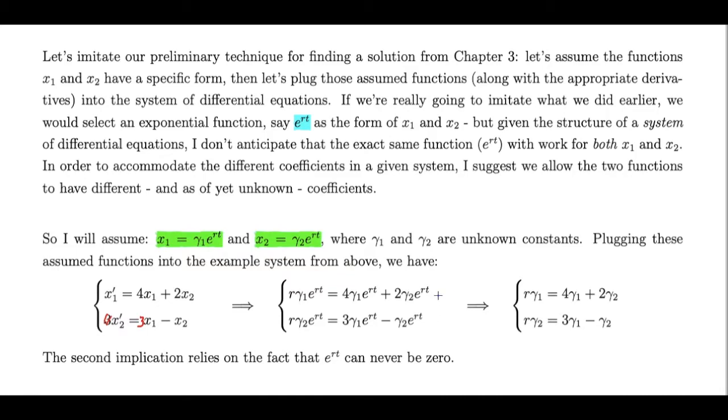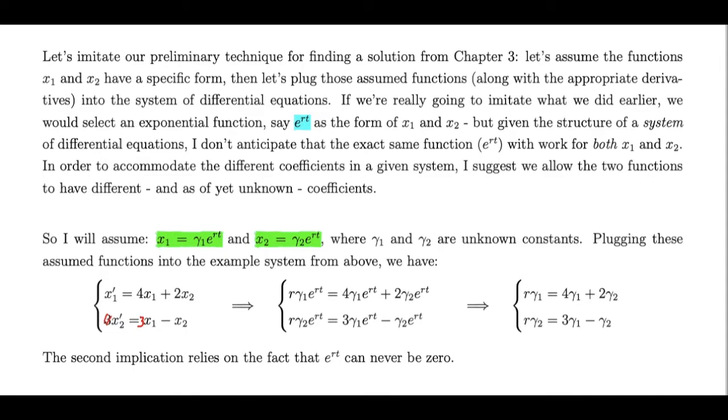Looking through both of these equations, I know that e to the RT is never 0. And there is an e to the RT term in every single component. So since that term is non-zero, I'm free to divide through by that. And that leaves me with this system over here. If I look at what's going on here, I've got r gamma 1 equals 4 gamma 1 plus 2 gamma 2, and a similar equation in the second equation. So I plugged in my assumed solutions, and I have this algebraic system here.